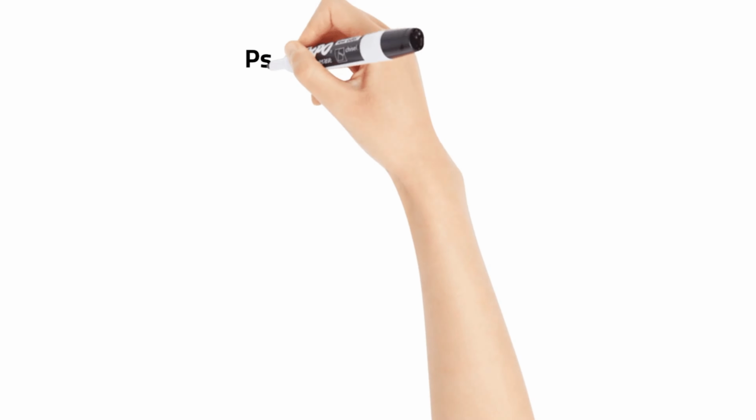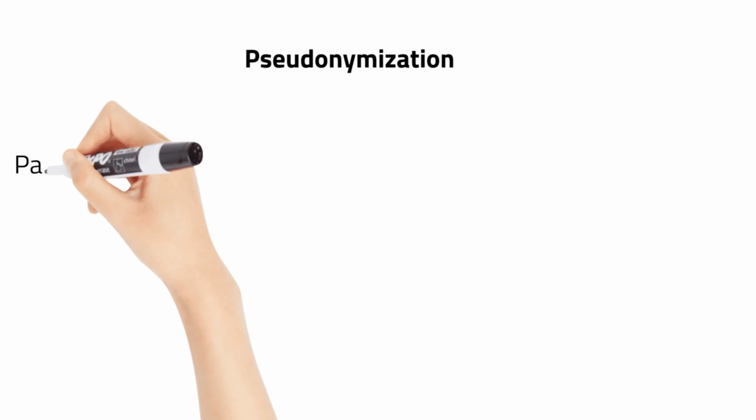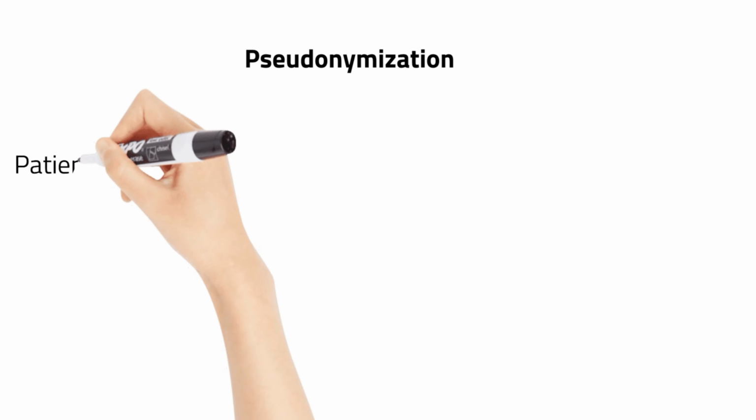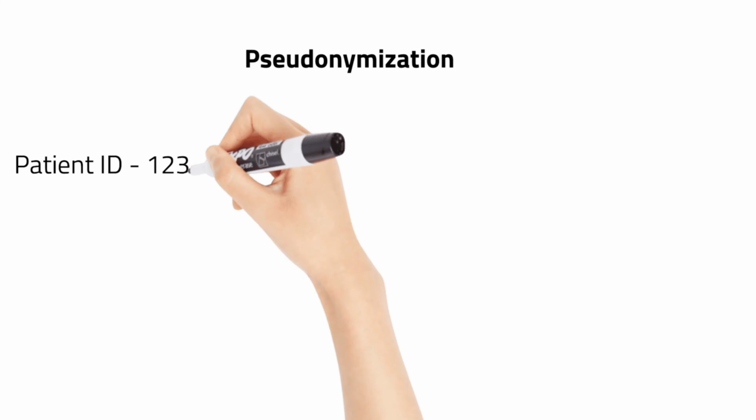In our example, consider a medical record held by a doctor's office. Instead of including personal information such as patient name, address and phone number, it could just refer to the patient as patient ID in the medical record.